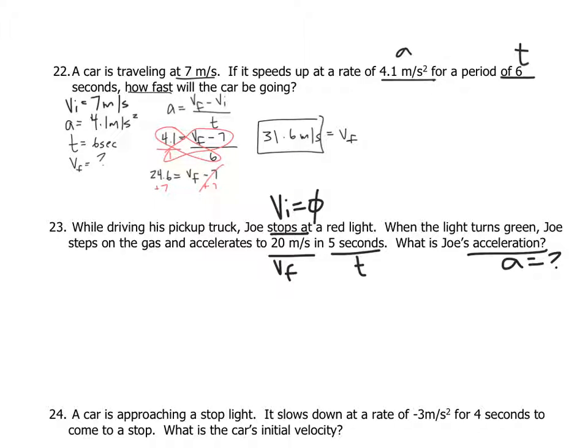Okay, so VI, VF, T, and A, I'm going to use the same equation that I used up above. A equals VF minus VI divided by T, where A is unknown, VF is 20, VI is 0, and time is 5 seconds. So 20 minus 0 is 20. 20 divided by 5 is 4.